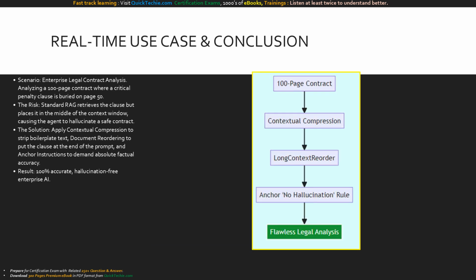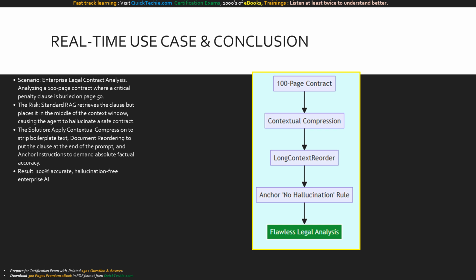Let's put this into a real-time, highly impactful use case: enterprise legal contract analysis. Imagine an AI agent tasked with finding a severe penalty clause buried on page 50 of a 100-page contract. Standard RAG might successfully retrieve 20 chunks, placing the penalty clause right in the middle of the prompt. The LLM loses it in the middle and falsely tells the user the contract is perfectly safe.